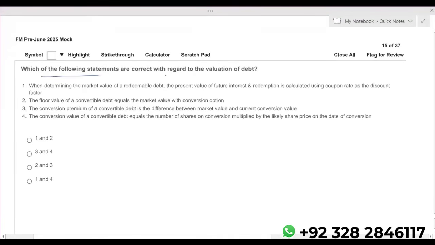Which of the following statements are correct with regard to the valuation of debt? When determining the market value of redeemable debt, the present value of future interest and redemption is calculated using coupon rate as a no. We do not use coupon rate as discount factor. We have just done the previous question.